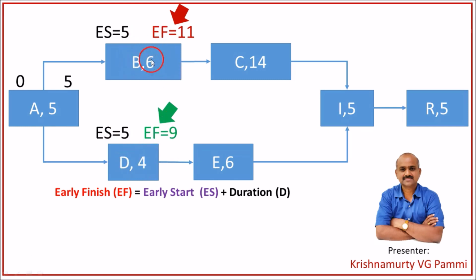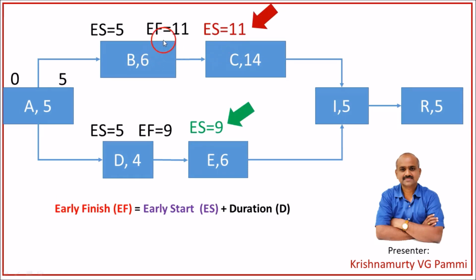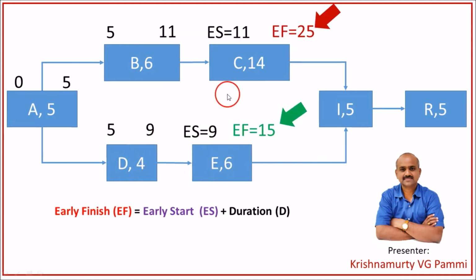Now the early finish of activity B will carry forward as early start for activity C because they are tied up with finish to start relationship. Similarly, the early finish of activity D will carry forward as early start for activity E. Now, if you add duration for C, 14 plus 11 becomes 25. That is the early finish of activity C. 6 plus 9 is equal to 15. So that is the early finish for activity E.